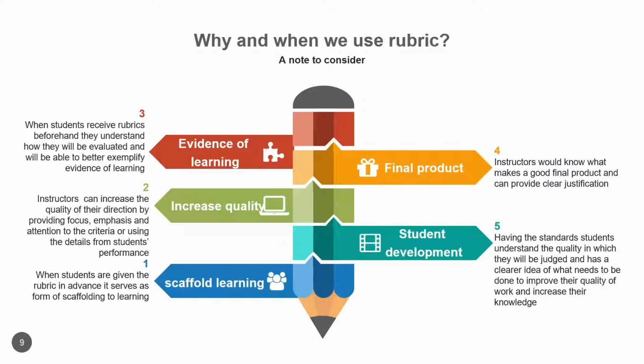Okay, the final product: instructors would know what makes a good final product and can provide clear justification. So what I mean by clear justification is the evidence. Like just now when I said about the mental, anecdotal, you can't remember and you cannot provide the evidence. When you have a rubric, it's easy for you to know why certain students did badly in certain things. You have something to fall back on. You have your rubric that has got the criteria, and you've already indicated in that criteria what they were able to do and what they were not able to do.